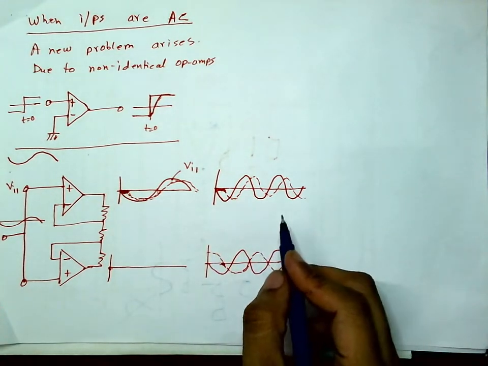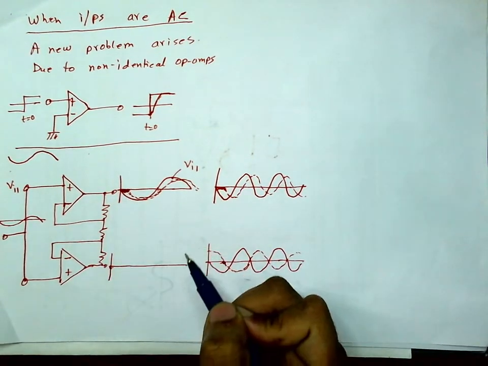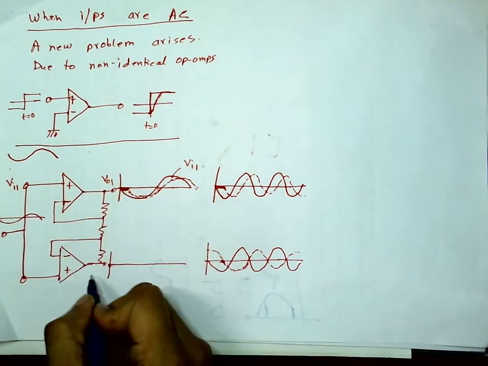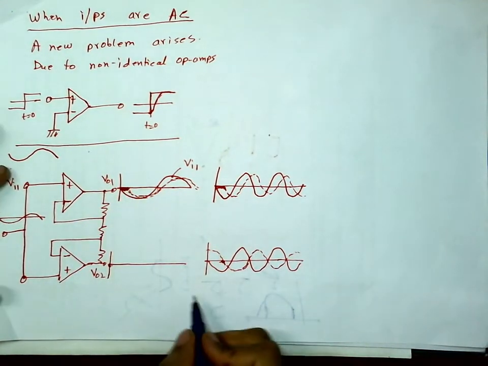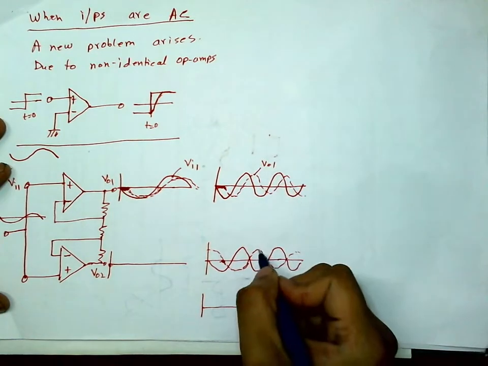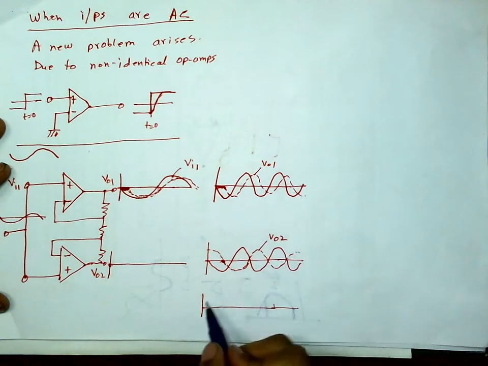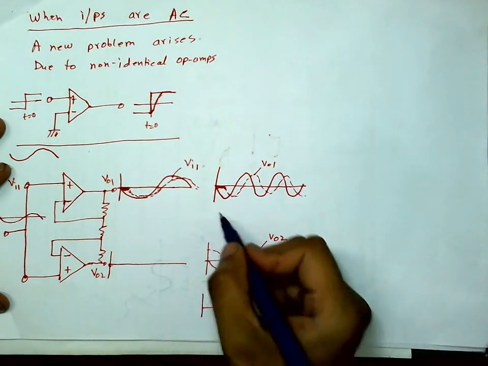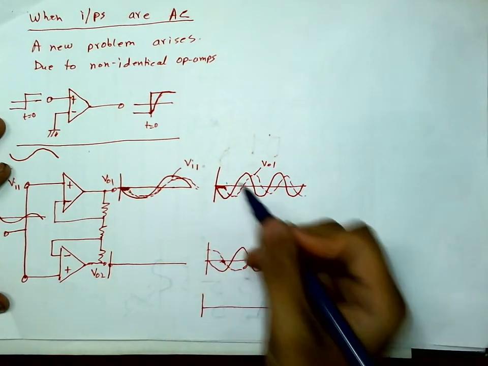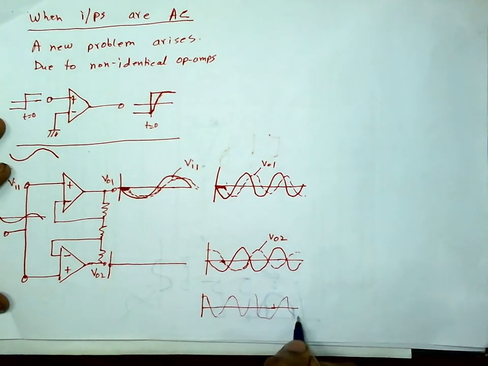what happens? The difference between this and this, so this is VO1, this is VO2, okay. So if you just take the difference, you will find that, yeah, there is some difference. Like here, this is positive, so there you'll find some difference with the same frequency.